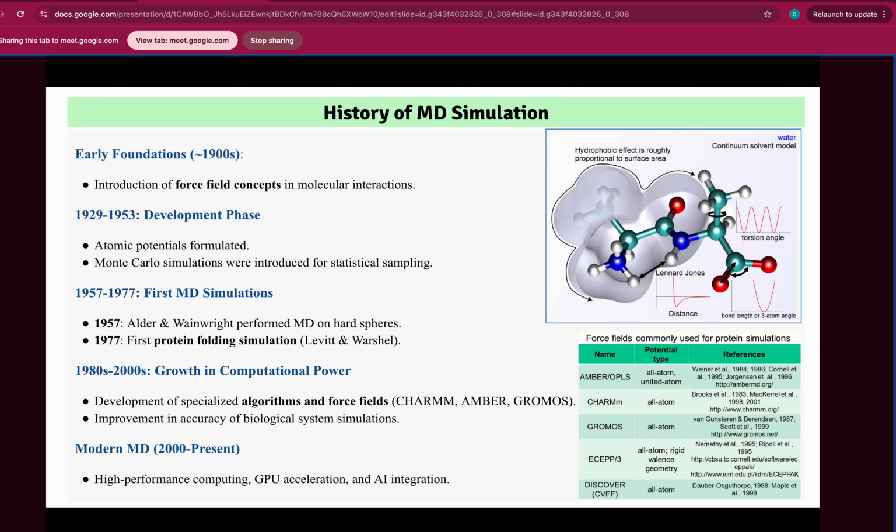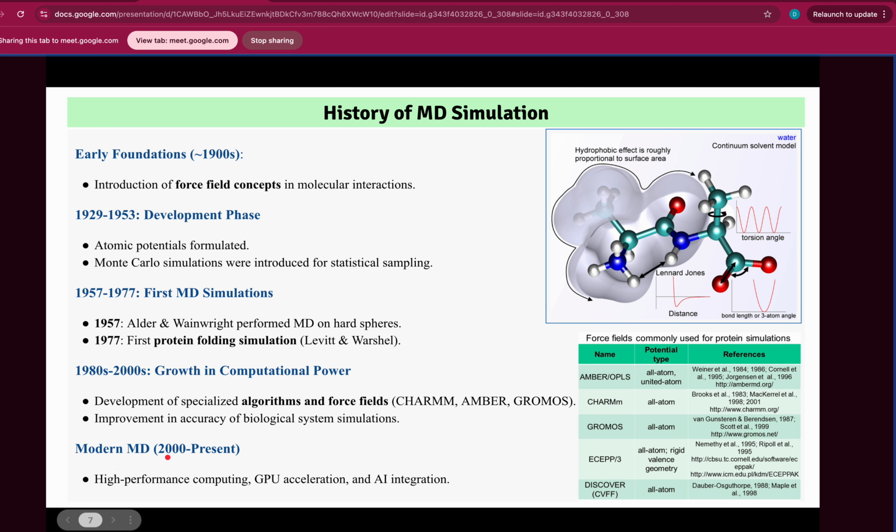So it kind of helped us to enhance the knowledge of MD simulations. There was development of specialized algorithms and force fields such as CHARMM, AMBER, GROMOS. These are examples of different force fields. They were developed, and it also improved the accuracy of biological system simulations.